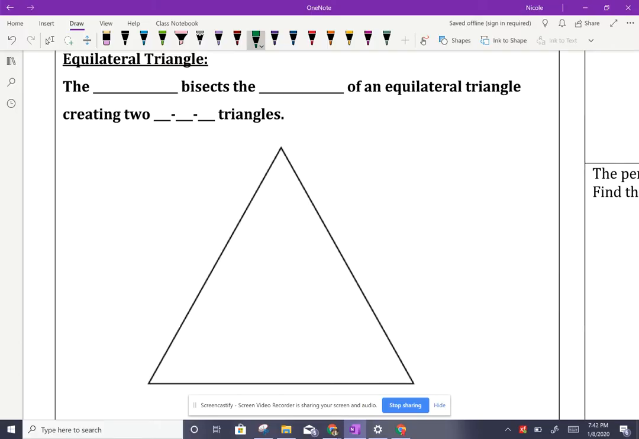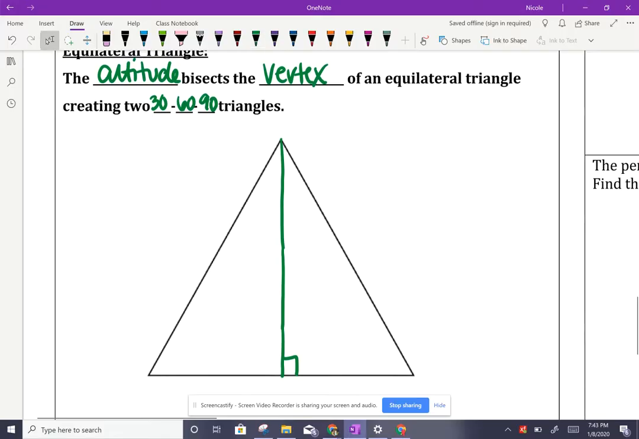And as we discovered yesterday when we talked about 30, 60, 90 triangles, the altitude bisects the vertex of an equilateral triangle, creating two 30, 60, 90 triangles. So if I drop an altitude down for an equilateral triangle, it's going to create a right angle. It is also going to bisect the sides, this side. So these two pieces are congruent.